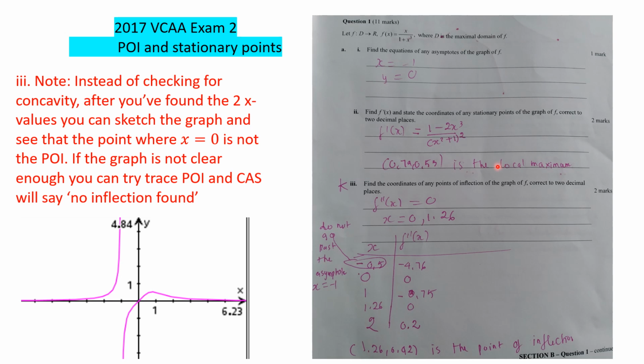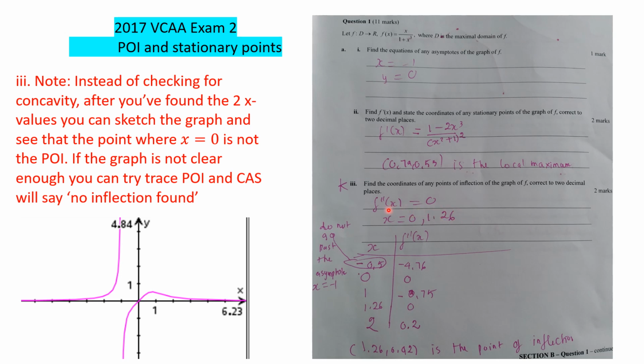And the next part asks us to work out any point of inflection. Unlike the stationary point, a point of inflection could be quite hard to tell from the graph. So we need to have some good strategy. Firstly, you let the second derivative be equal to 0. It tells us that you've got two x values, 0 and 1.26.